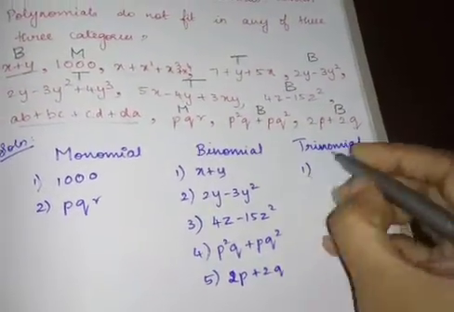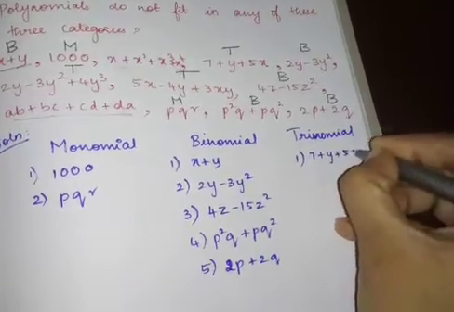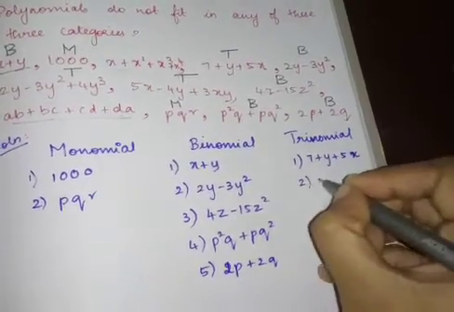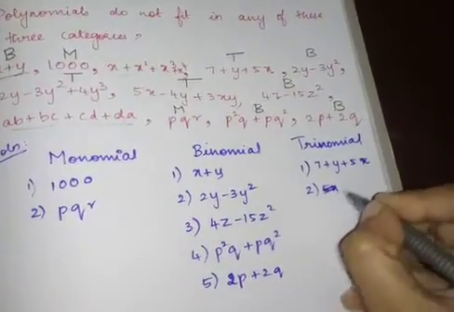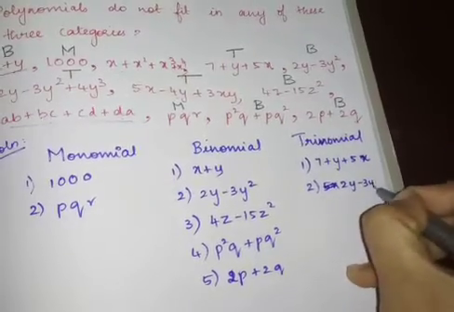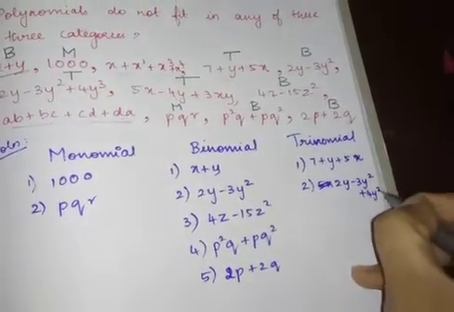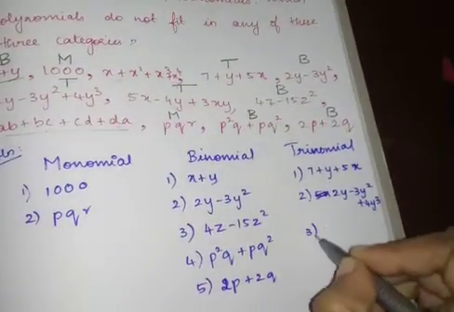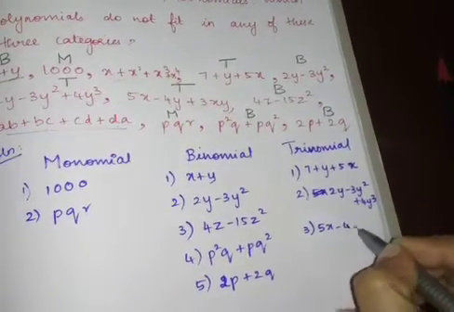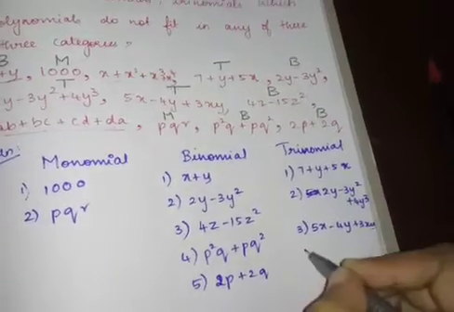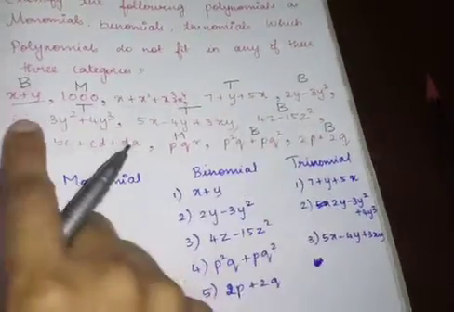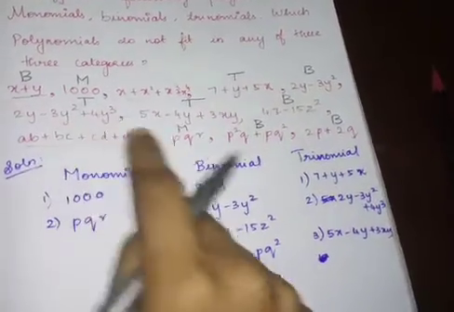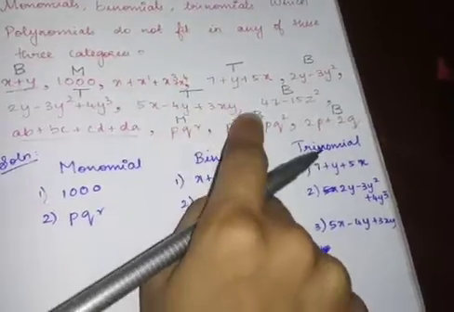Next, trinomial. 7 plus y plus 5x. Second one, this one. Sorry, this one you will write it. See, 2y minus 3y square plus 4y cube. Next, third one, 5x minus 4y plus 3xy. Next, fourth one? No, that's all. Only three terms are there. 7 plus y plus 5x, 2y minus 3y square plus 4y cube, then 5x minus 4y plus 3xy. That's all. This trinomial also is over.